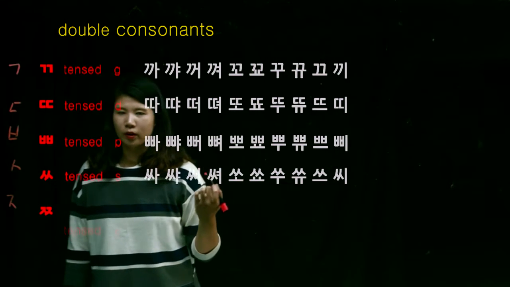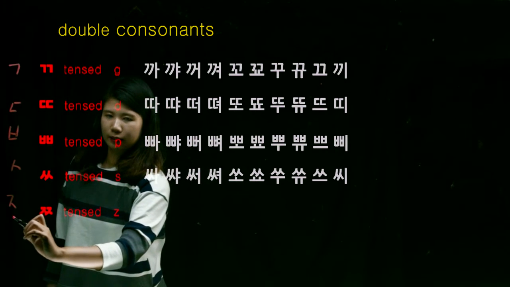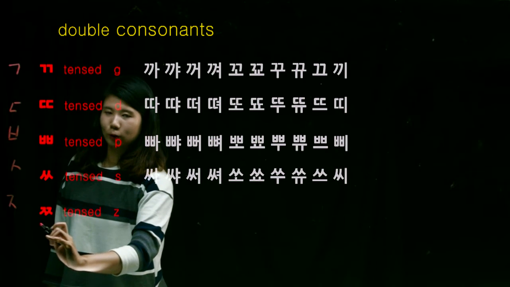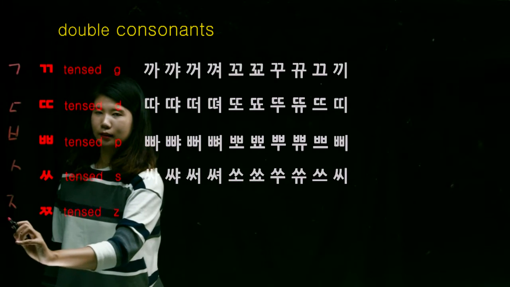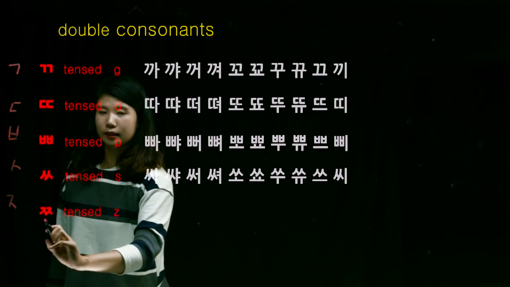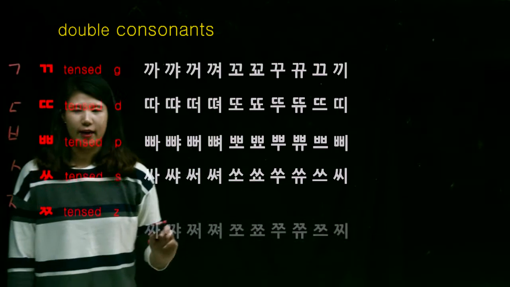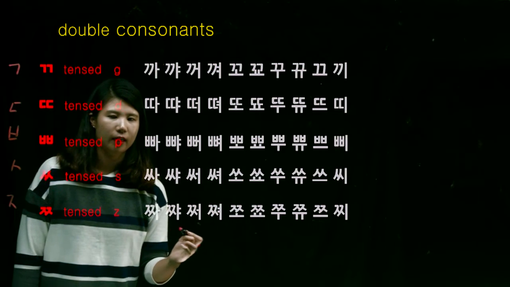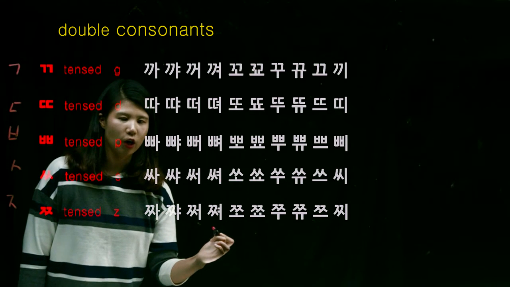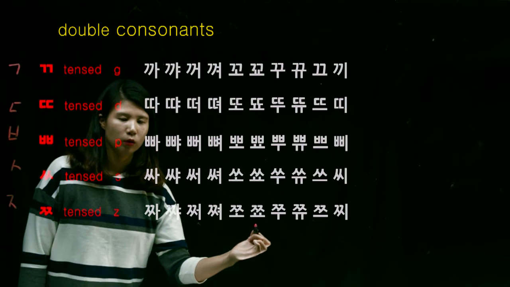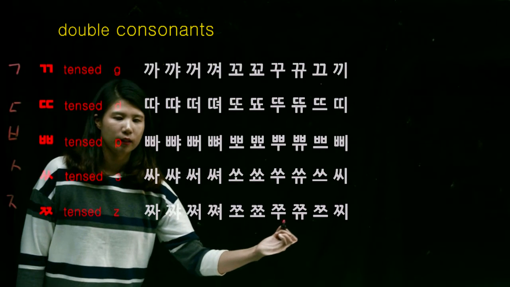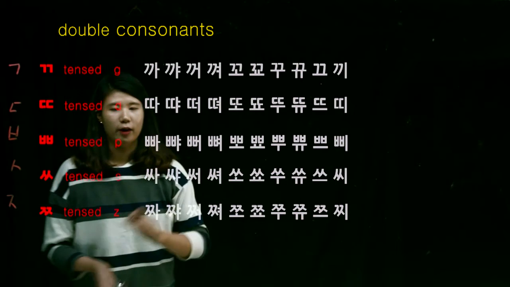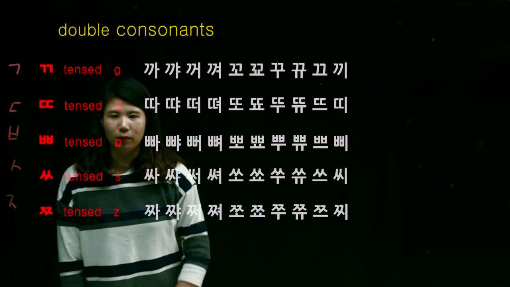Very good. Okay, last one. This is 지읒, j. This is 쌍지읒, which would become j and j. Okay, let's try reading. 짜, 쨔, 쩌, 쪄, 쪼, 쬬, 쭈, 쮸, 쯔, 찌. Very good. Now you are able to read double consonants.